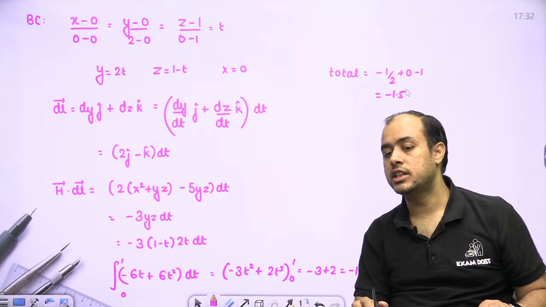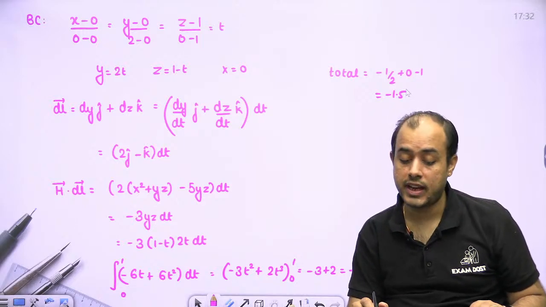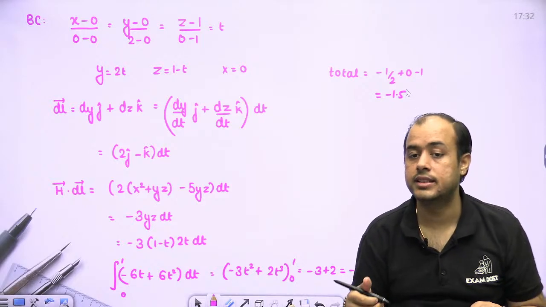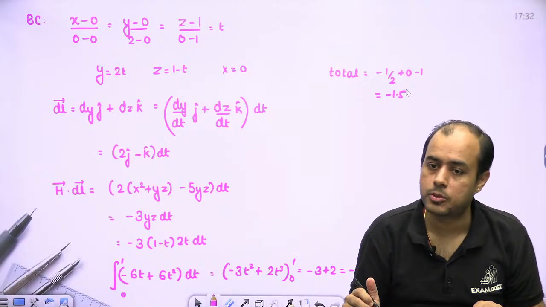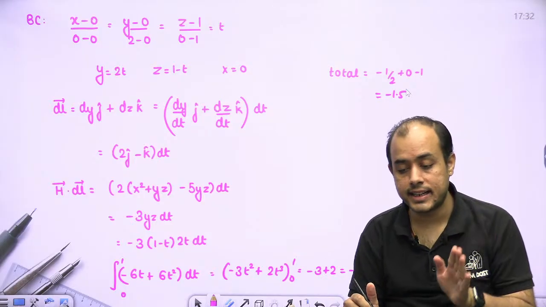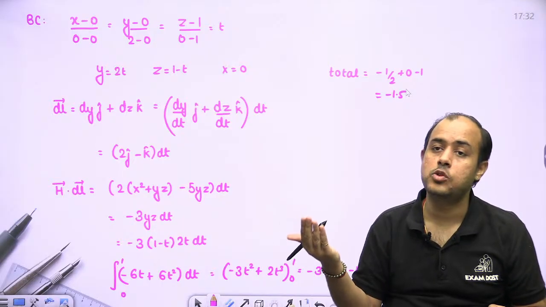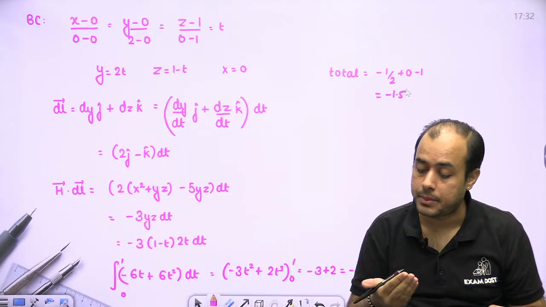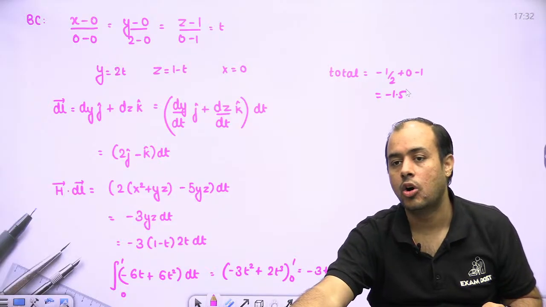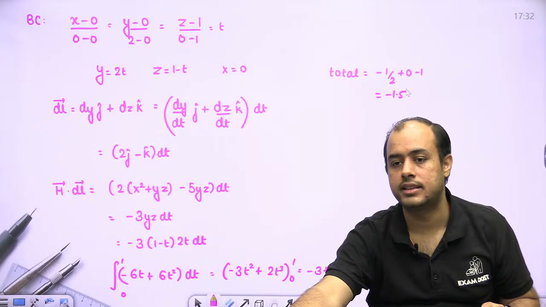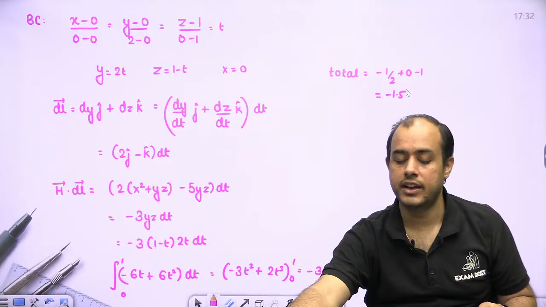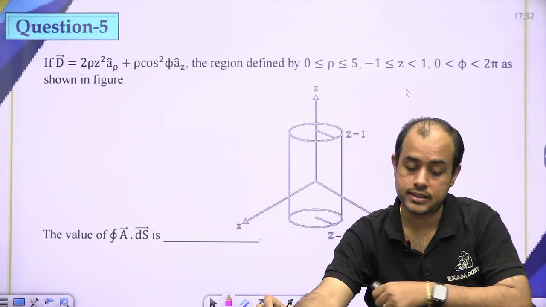Del dot r, the position vector, convert it to spherical and check the divergence, or do it in Cartesian and you will get 3. You can write it as xi plus yj plus zk. So when you calculate del x by del x, del y by del y, del z by del z, all will be 1. So divergence will be 3. Okay, so divergence of position vector is always 3.